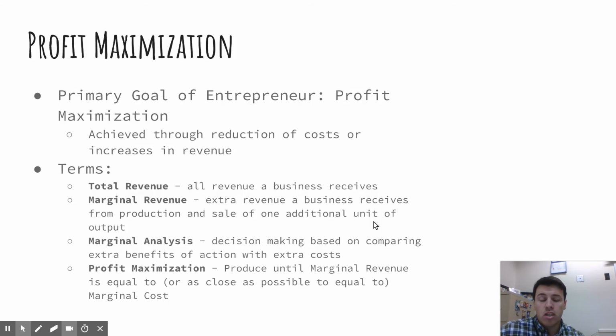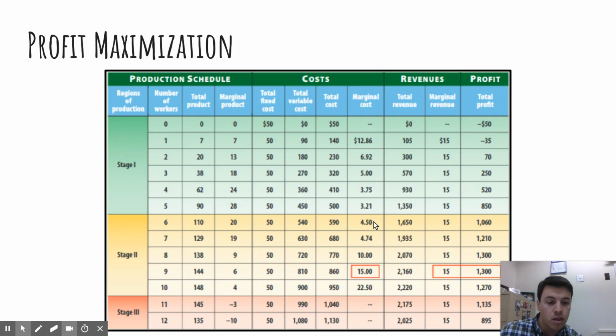So that term marginal is going to be really, really important. It has been throughout the semester, but definitely on this part, you're going to need to know what that term is referring to. And marginal analysis is looking at the decision-making process based on comparing additional benefits to the cost and then making a decision. Ultimately, we are profit maximizing at the point where marginal revenue is equal to, or as close as possible to equal to, marginal cost. I'm going to show you that on a table here on our next one.